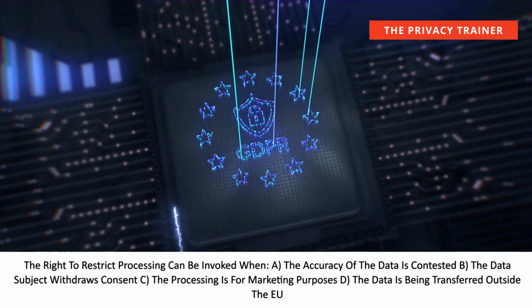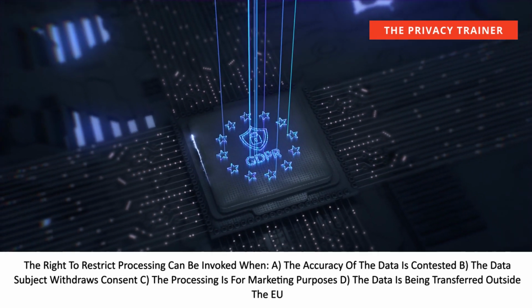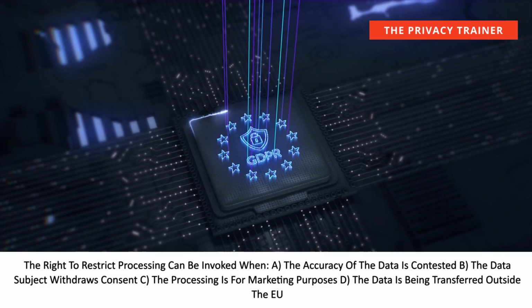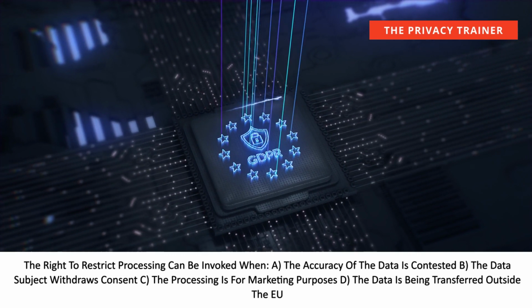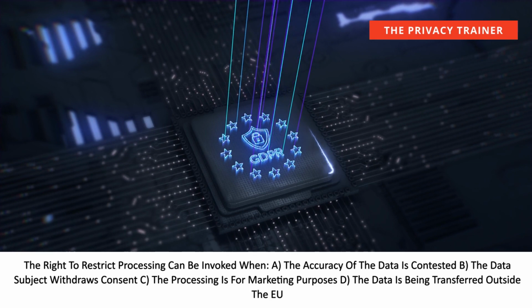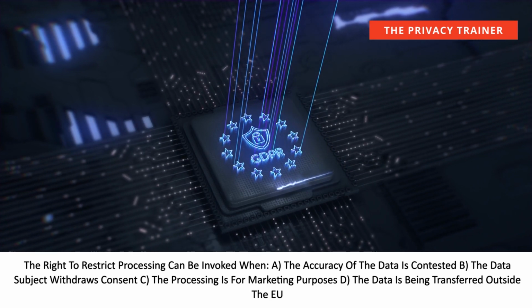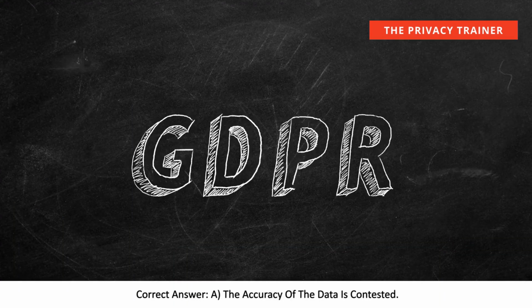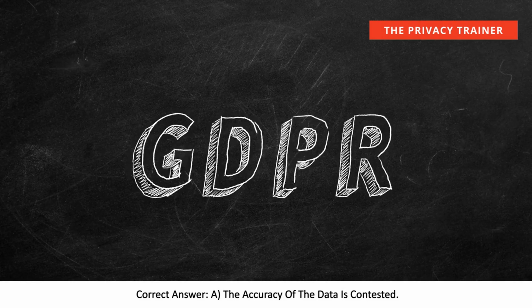The right to restrict processing can be invoked when: A. The accuracy of the data is contested. B. The data subject withdraws consent. C. The processing is for marketing purposes. D. The data is being transferred outside the EU. Correct answer: A. The accuracy of the data is contested.